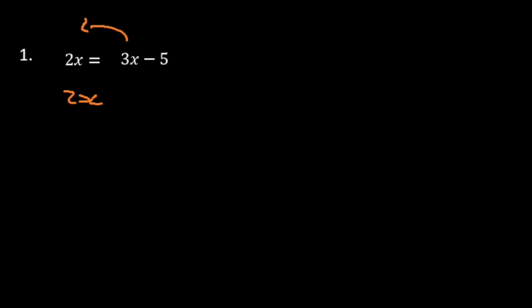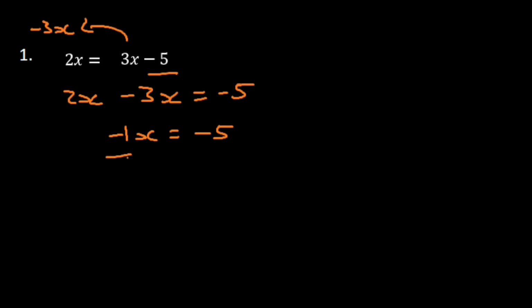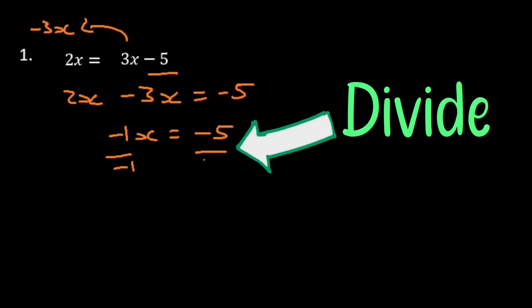when this goes over, what is left is that minus 5. Then 2 minus 3 divided with minus 1 on both sides.